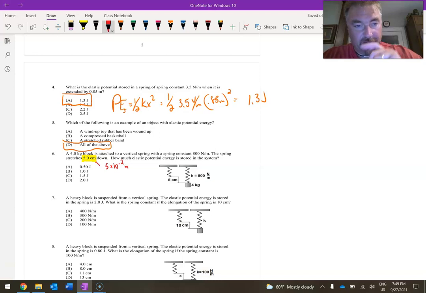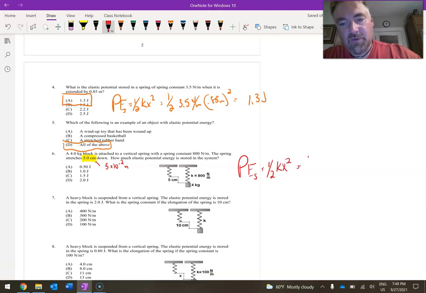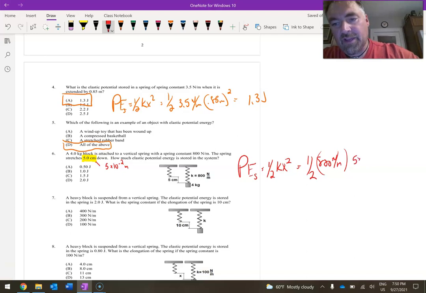That's 800 newtons per meter. We know how far it's been stretched, so this is going to be delta x. So again, we do our potential energy stored in the spring, 1/2 k x squared. So potential energy stored in the spring was 1/2 of my 800 newtons per meter, and then I'm going to multiply that by my 5 times 10 to the negative second meters. But again, don't forget to square it. So when I do this, I'm going to get roughly 1 joule. Nice.